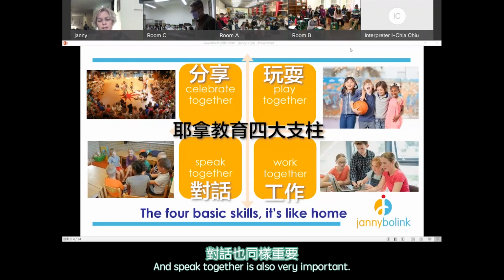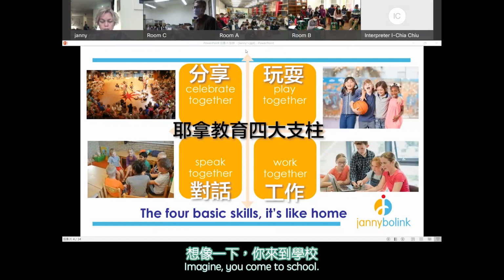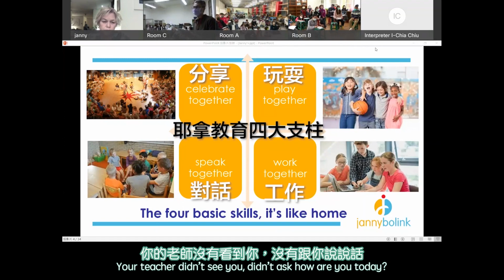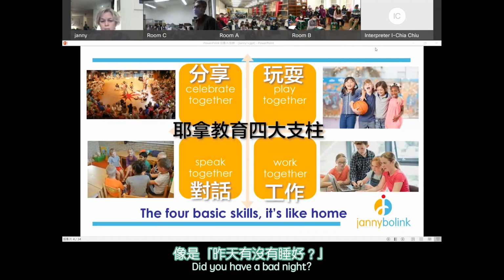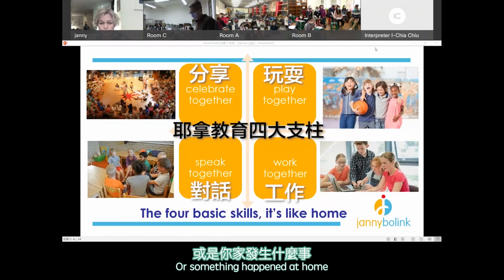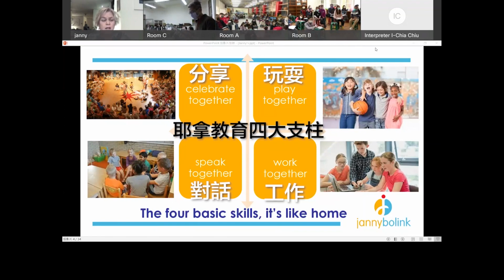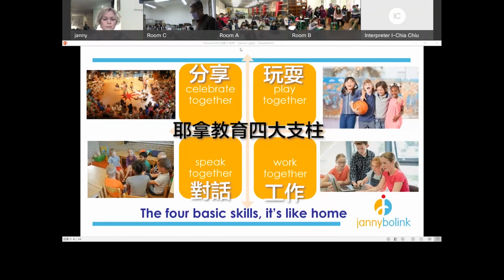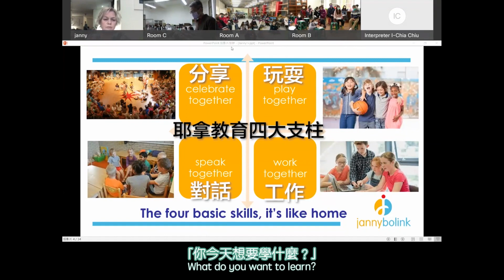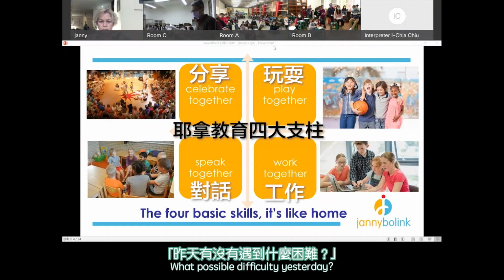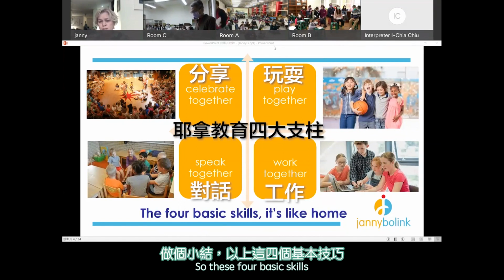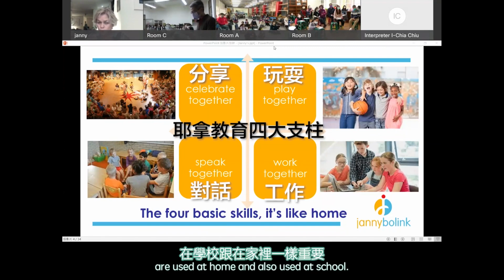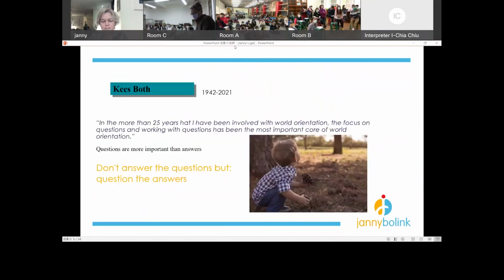And speaking together is also very important. Imagine you come to school, your teacher didn't see you, didn't ask how are you today, you had a bad night or something happened at home and nobody's asking, how can you do your math? So for us, it is very important to have a good relationship with our children, and we speak a lot. What do you want to learn? How are you today? What was difficult yesterday? Are there any questions? So these four basic skills, use them at home and also use them at school.